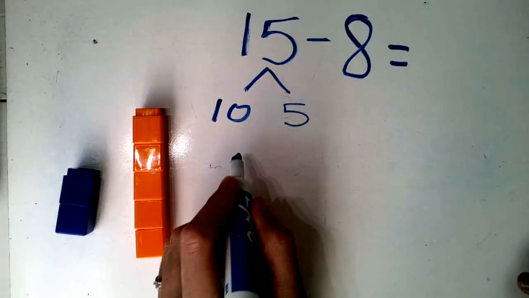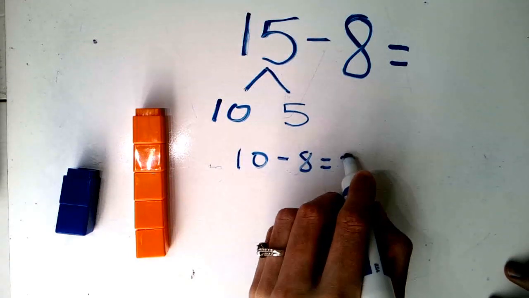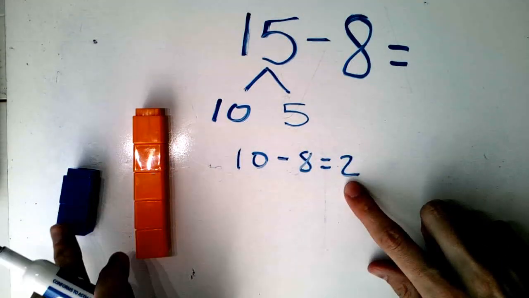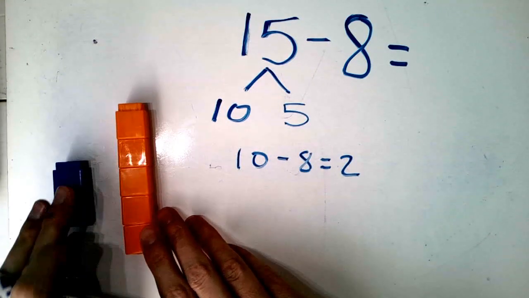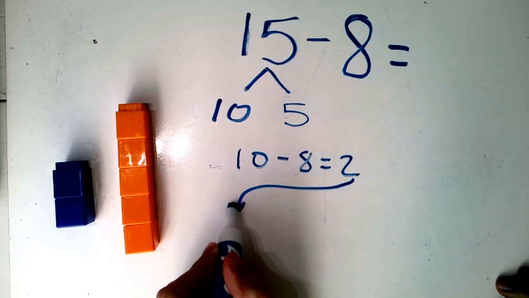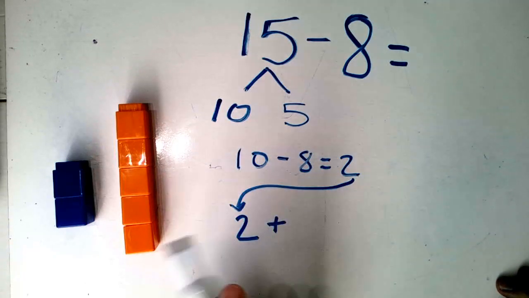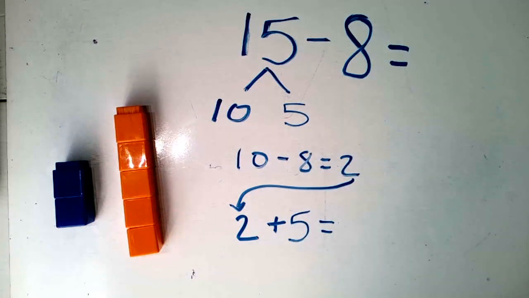So in my mind, I'm thinking this. 10 take away 8 equals 2. So I have 2 left and 5 left. I need to put these together, right, to figure out how many she has left altogether. So I'll take my 2, add it with my orange ones that I still have, 5, to get my answer.